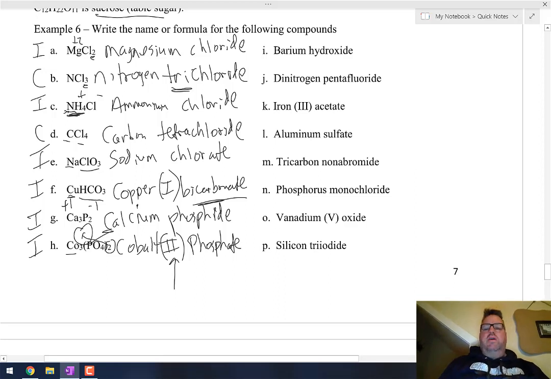So again, ionic or covalent. And again, usually with covalent ones, you'll see some of these prefixes here, and that will help you. Oh, that one has to be covalent. The other ones are going to be ionic.